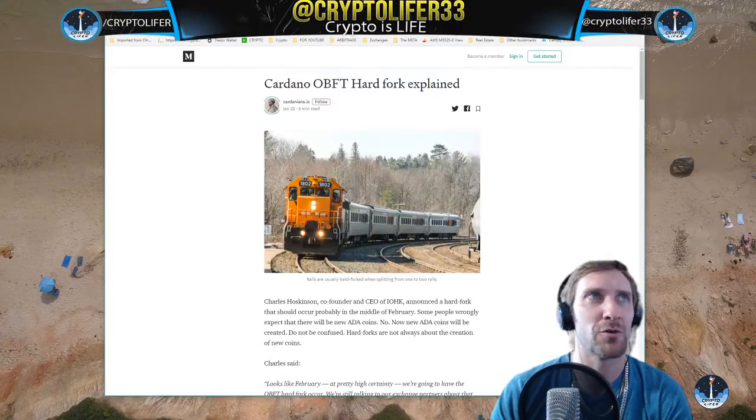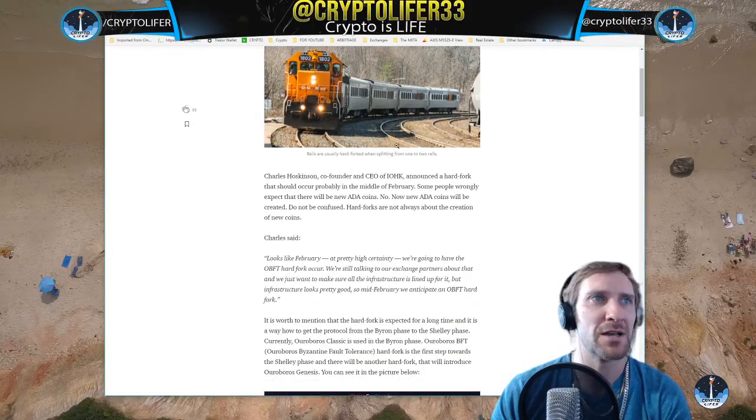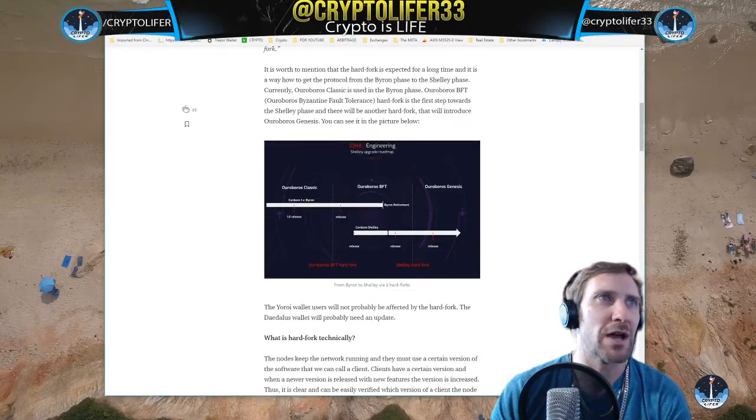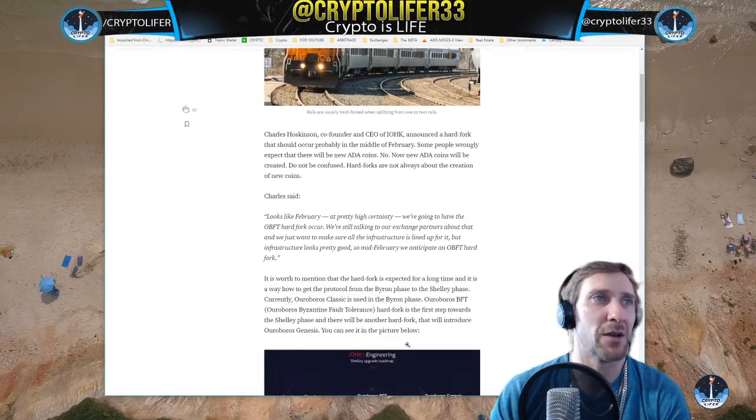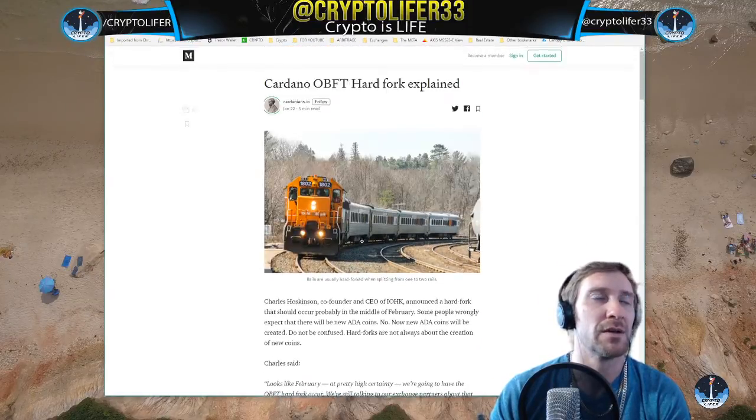Cardano is having a hard fork, so check out for that. Just make sure that you have it on a wallet. The Daedalus wallet may need to be updated. Check with your exchange if you have it on an exchange. Just something you want to look into. I believe it's supposed to happen in the next couple days, actually, because they had it predicted for the middle of February. It's an OBFT hard fork.